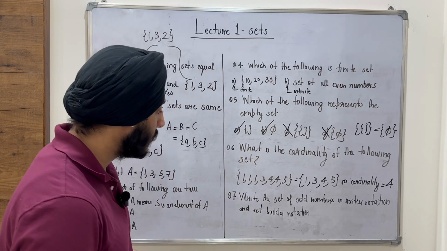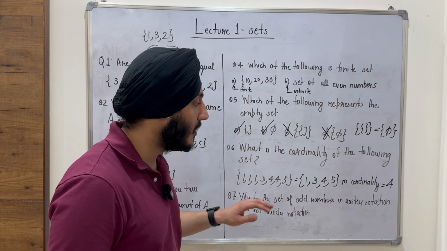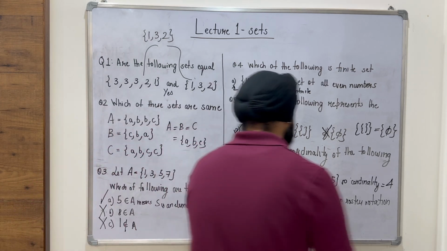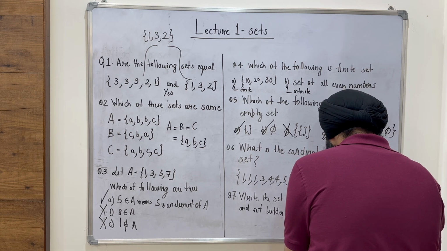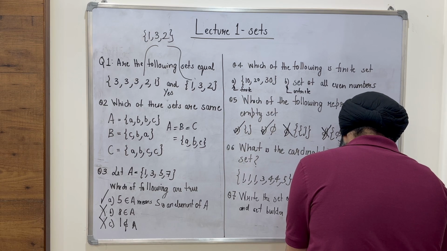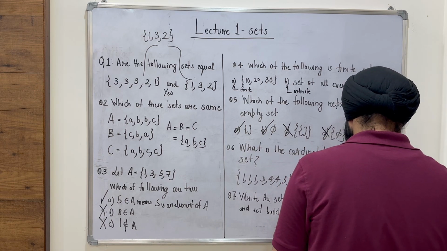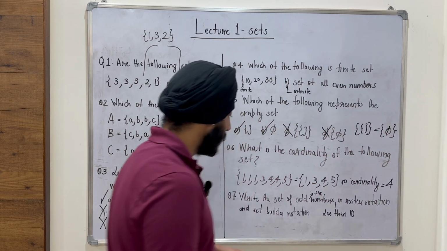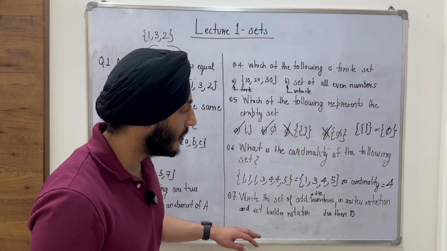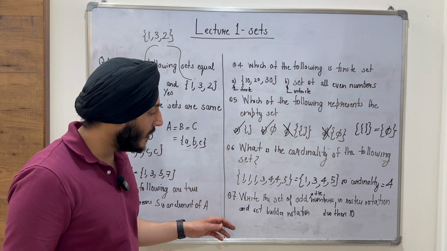Now let's move on to the last question. Write the set of odd numbers in roster notation and set builder notation. I'll try to rephrase this question. Okay, so write the set of odd positive numbers less than 10 in roster notation and set builder notation. So we covered the similar concept at the very end of the video.